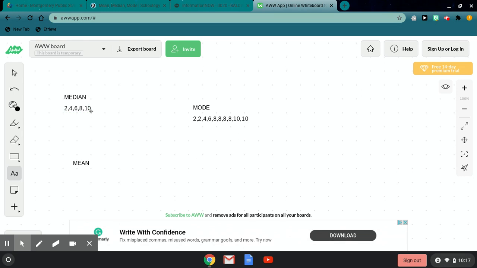2, 4, 6, 8, 10. And to find the median, you first have to put all of the numbers in your data set in order from least to greatest. These numbers are already in order. So step 1 is to put the numbers in order. Step 2 is to find the number that falls in the middle. And out of this data set, the number that falls in the middle is 6.